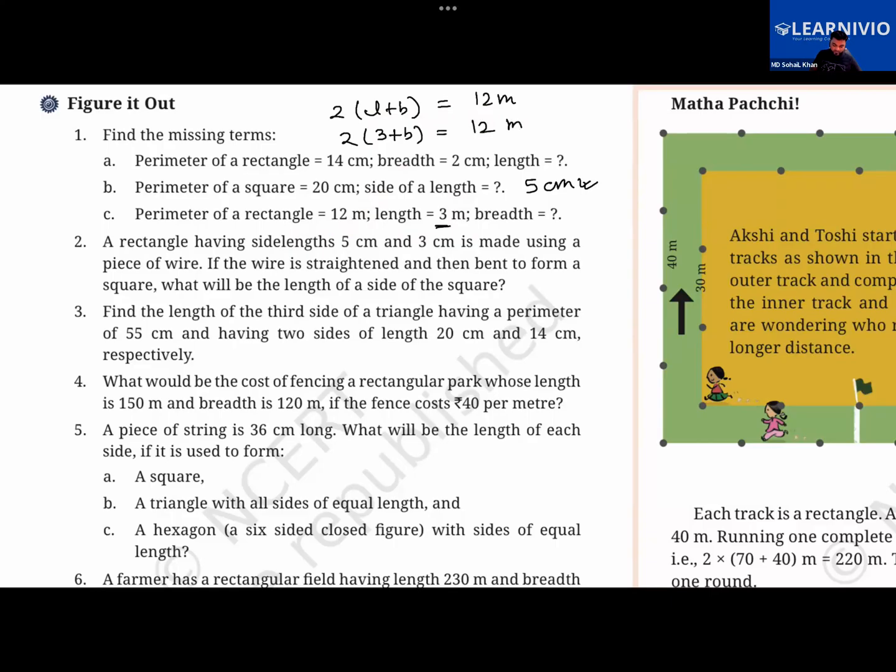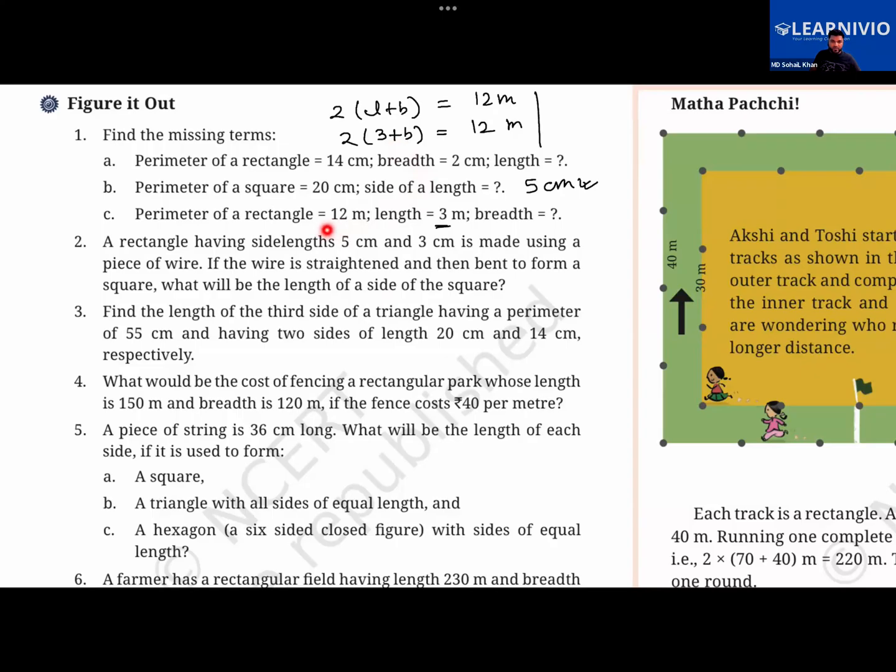Breadth is 2? No. Breadth, how can it be 2? If it were 2, then when you put the value 2 here, 3 plus 2 is 5, and 5 multiplied by 2 will be 10. Getting it? So it will be different than that.